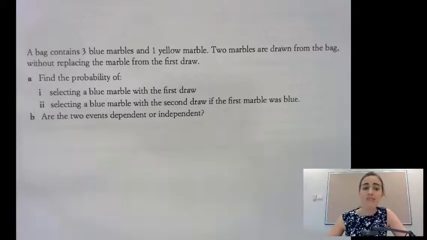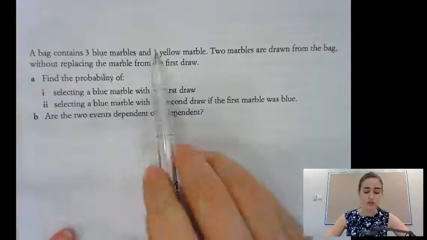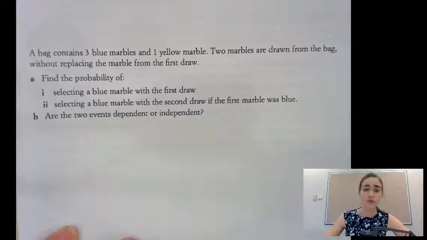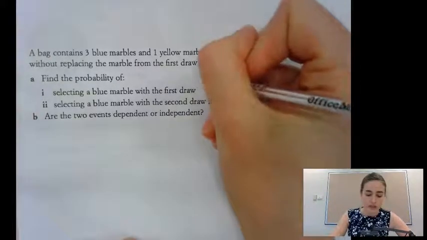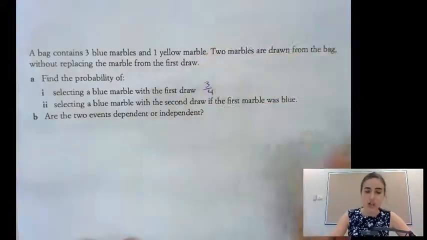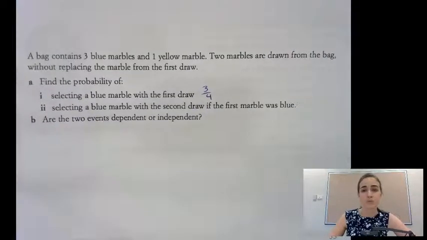Part A asks us to find the probability of selecting a blue marble on the first draw. On the first draw, we've got 3 blue marbles and 1 yellow marble. So we've got 4 all up and 3 of them are blue. So we're just going to have a 3 in 4 chance of pulling out a blue marble.